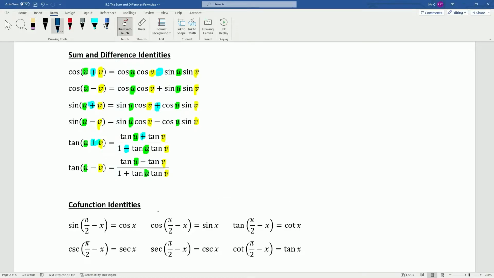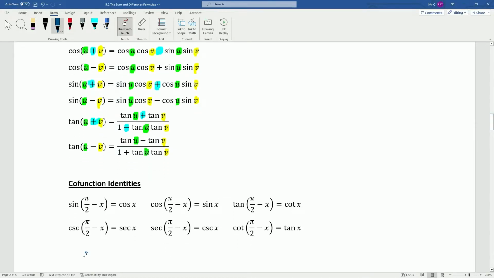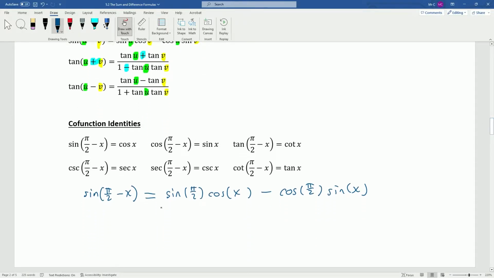So I'm just going to do one of these as sort of a mini example off to the side. Sine of pi over 2 minus x. I'm going to apply my difference formula for sine. The way I'm going to write this, I'm going to go sine, cosine, cosine, sine, and the sign in the middle is the same for sine. And now I just write my angles, right? UV, UV, UV. Pi over 2, x, pi over 2, x. All right, so boom.